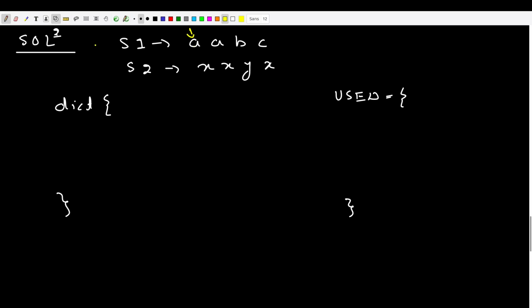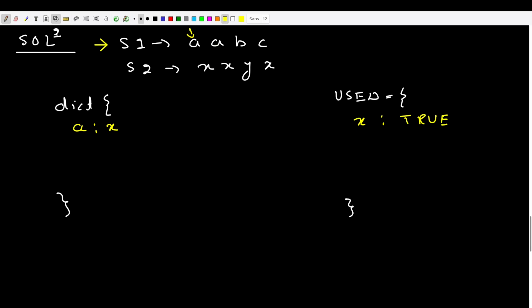Again, this time we will just iterate on S1. Initially we are at this position, and we see that the entry of A is not there in the dictionary, so we are going to make an entry of A in our dictionary, and this corresponds to X. Now A corresponds to X, we made it in the dictionary, and we will say that X has already been used. That is what we are using the used dictionary for.